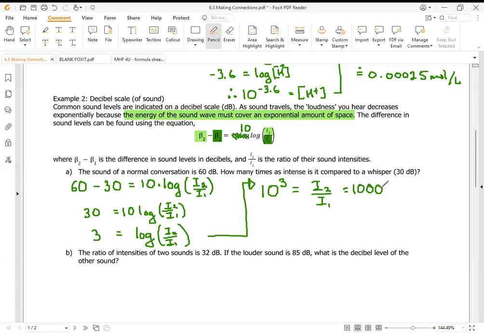It's technically 1,000 to 1. Exactly. Do I care what I2 is or what I1 is? No. The question is how many times as intense? In other words, all they want is the ratio. The intensity of the conversation is 1,000 times as intense as whatever the intensity of the whisper is. End of story. That's all you need.